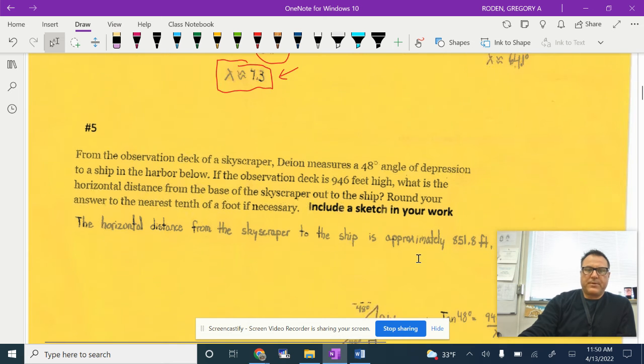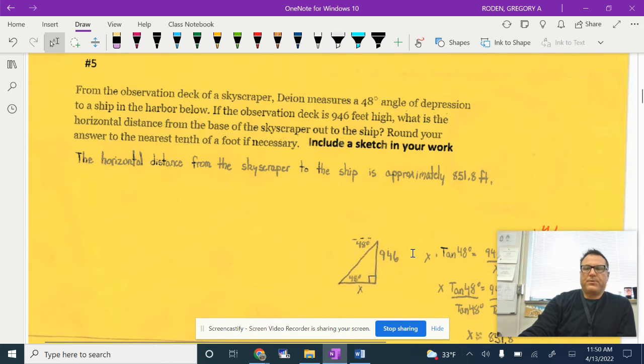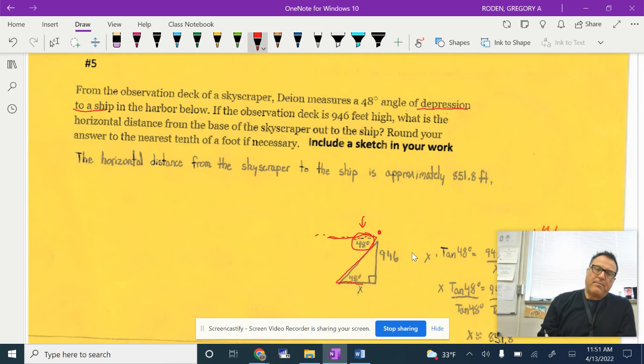All right, this next one, number 5, is where most of you made your mistake. And here's the key: angle of depression. What is an angle of depression? An angle of depression is not inside your triangle. It's outside the triangle. If this person is looking down at it, this is the angle of depression right here. It's 48 degrees. So how do you get it inside your triangle? Remember, alternate interior angles with parallel lines let you move that angle in there and put it right here. So remember, an angle of depression is equal to the angle of elevation.